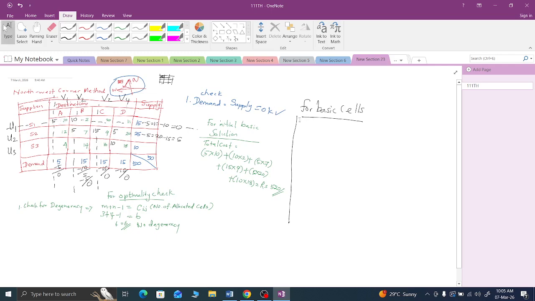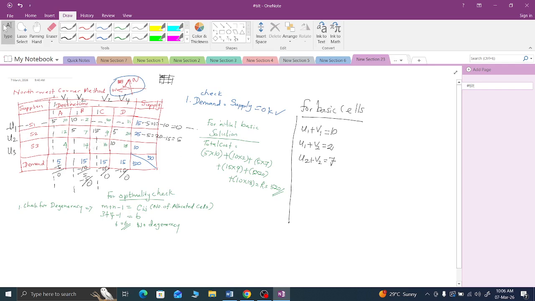So u1 plus v1 is equal to, what is that? Your cost is 10. You have to put the cost here. So u1 plus v1 is equal to 10. Then the other one: u1 plus v2 is 2. Next, u2 plus v2. How much? 7, yes, 7.